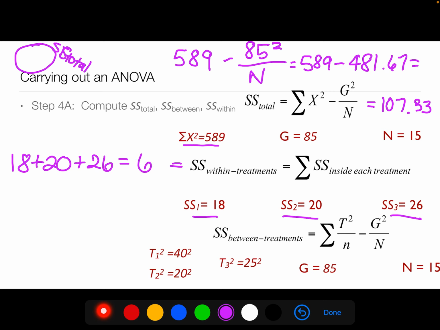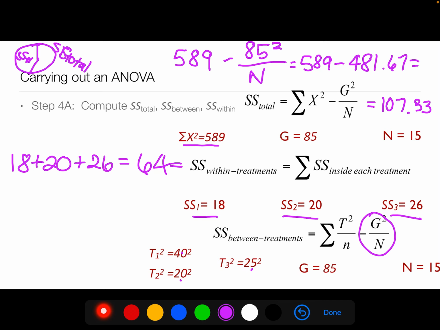Let me make that a little clearer. 64. Okay, again, these are those sums of squared that we had calculated on those previous pages. And so now we know that our sums of squared within is 64. So I have two of those values now. I could just use algebra to get this third value, our sums of squared between. I am going to go ahead and calculate our sums of squared between because it's a good way to check our work.